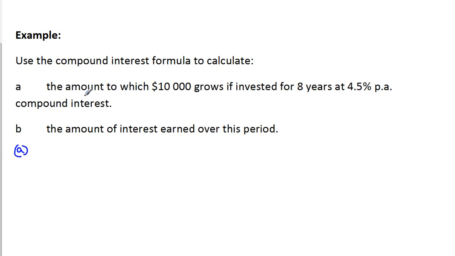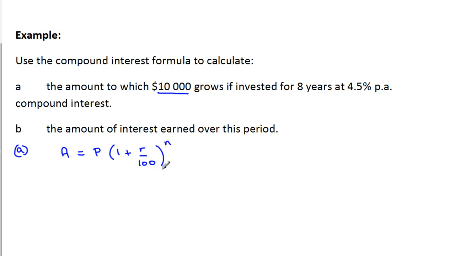Let's read the question. It says, use the compound interest formula to calculate. Well, the formula itself says that A, which is the amount to which it will grow, is equal to P, that's the $10,000, and then it's 1 plus, now we use the R as the interest rate, 4.5 over 100, because we've got to have it as a decimal, and remember N is the number of years.